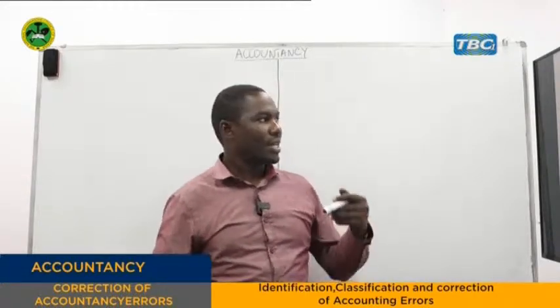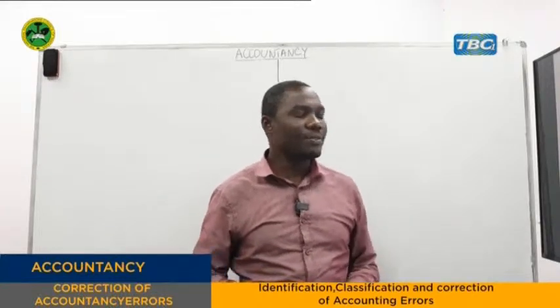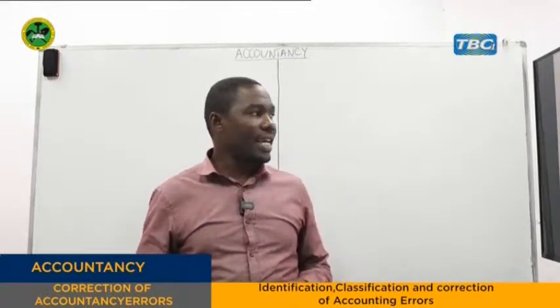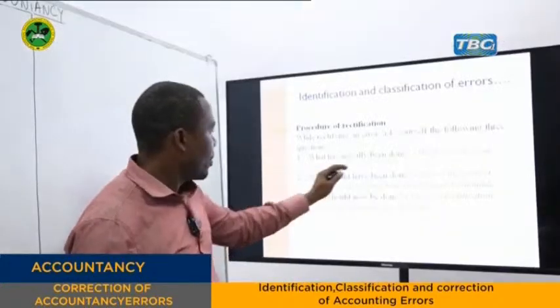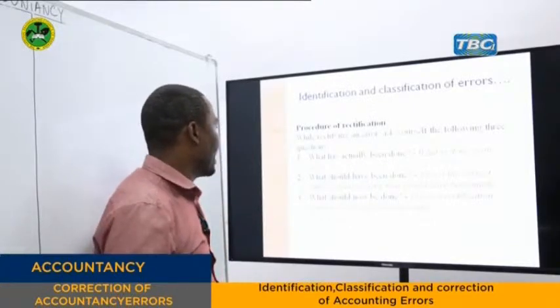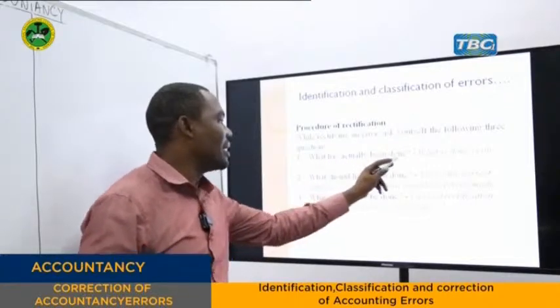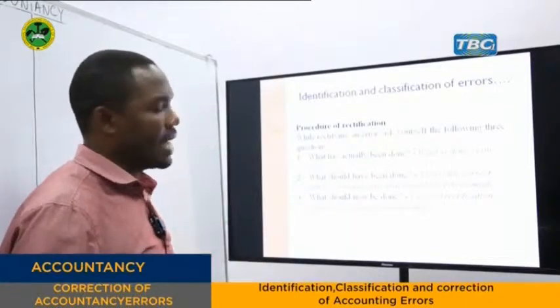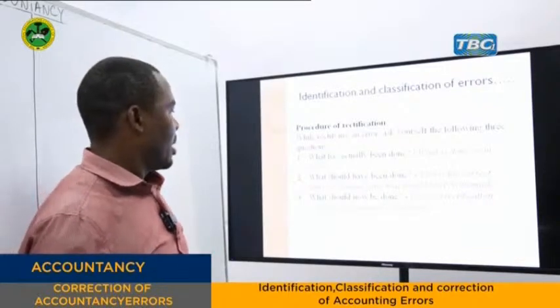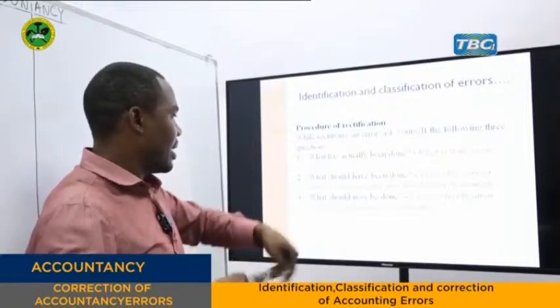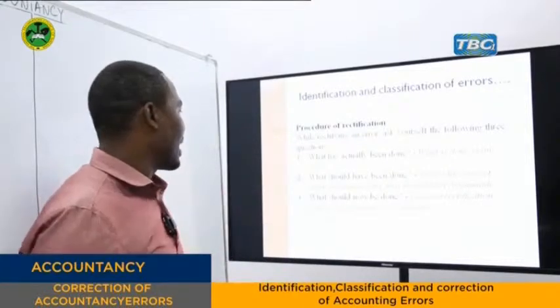Basically, we need to know the procedures now of rectifying. What are the procedures in rectifying these errors? In rectifying errors, we need to ask ourselves three basic questions. The first one being, what has actually been done? And this is the error. So you need to know what has actually been done. What was the real error?